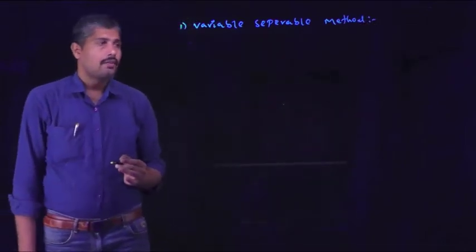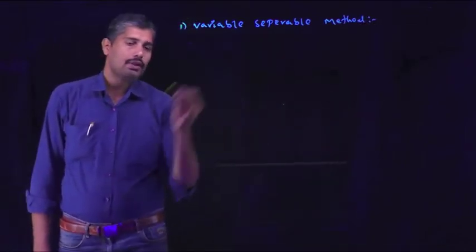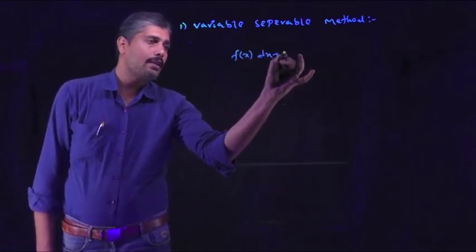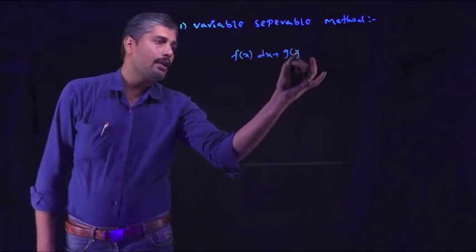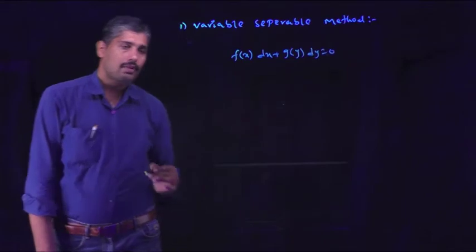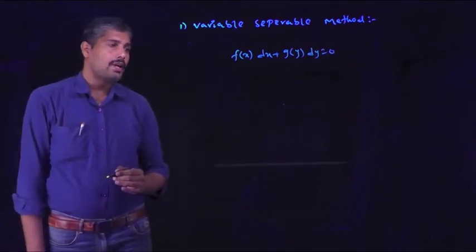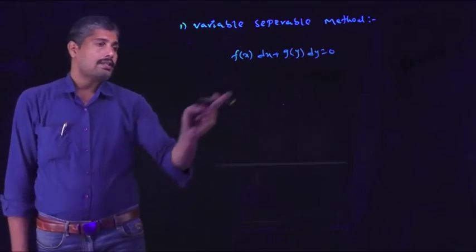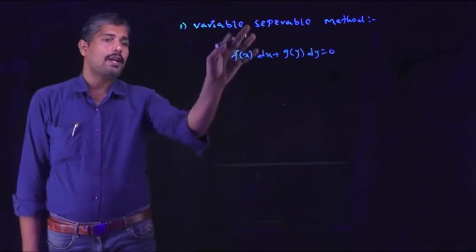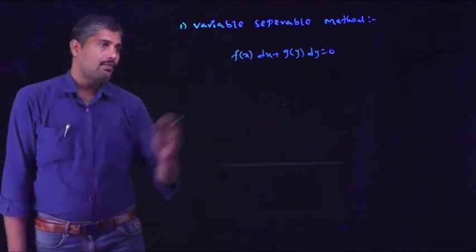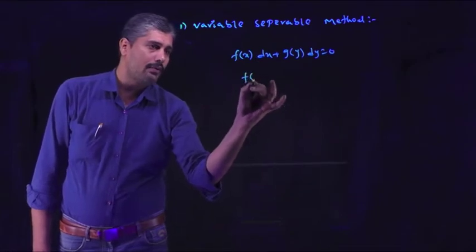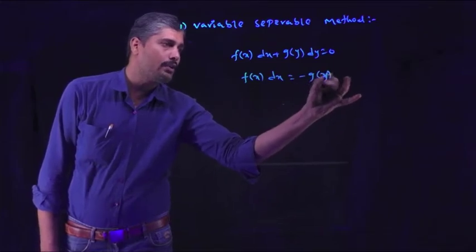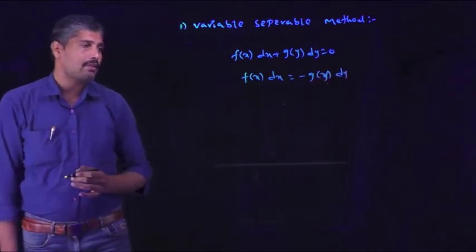Variable separable method. Suppose a differential equation is given like this: f(x) dx + g(y) dy = 0. We solve this differential equation by using the variable separable method. Here we separate the two terms, that is, f(x) dx = -g(y) dy, separating the x terms and y terms.